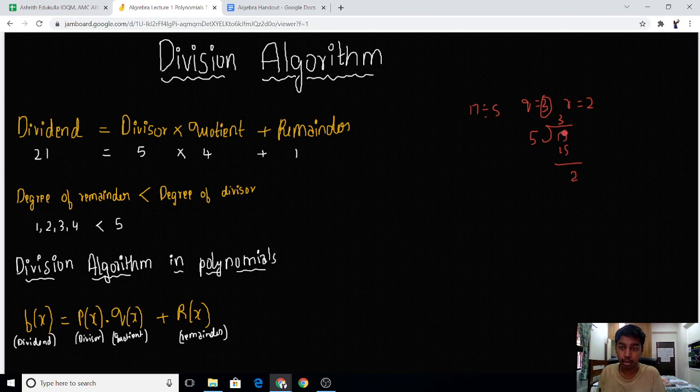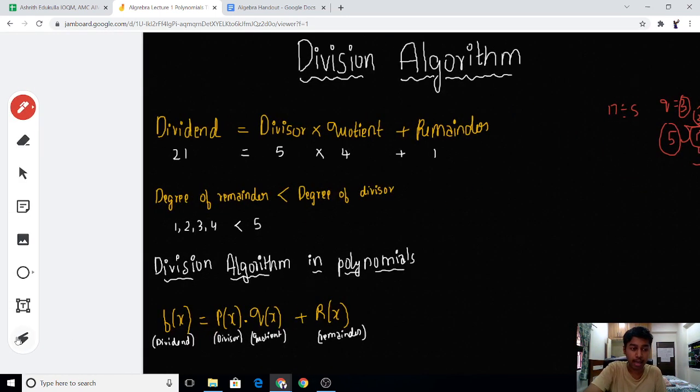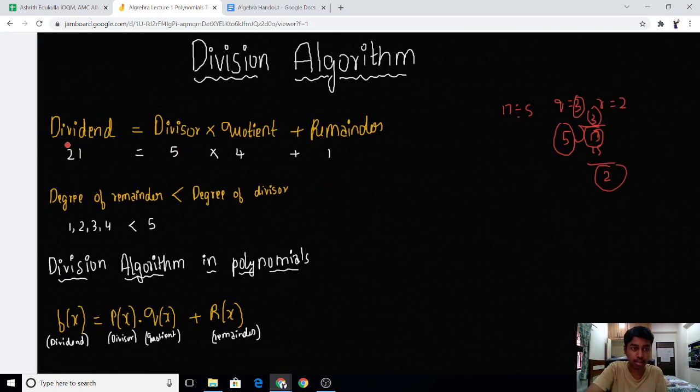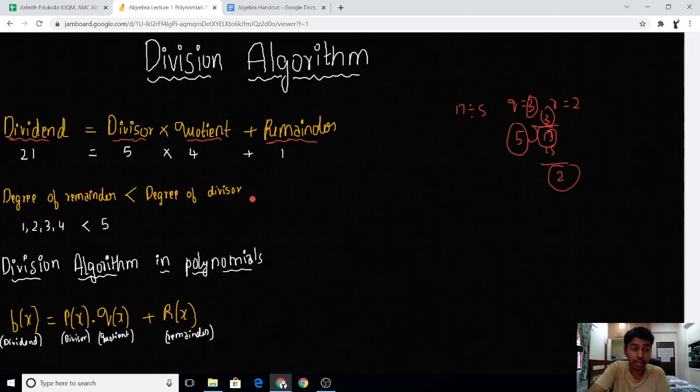So what I'm doing is taking a relation between the dividend, divisor, quotient, and remainder, and I'm writing it like this: dividend equals divisor into quotient plus remainder. Here's an example below, and the degree of the remainder is always lesser than the degree of the divisor.